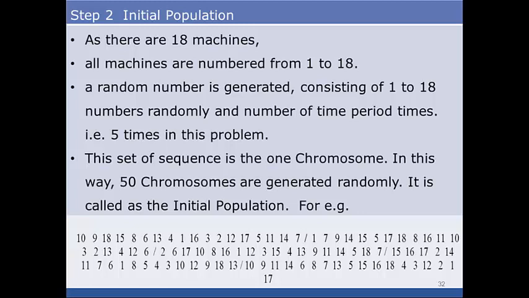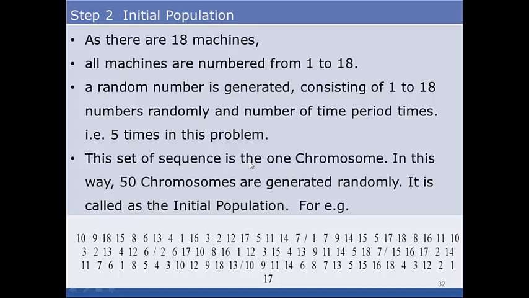In my particular problem, there are 18 machines. So for easiness, all machines are numbered from 1 to 18. And random numbers are generated, from 1 to 18. For example, we can see this: 10, 9, 18, 15. This is the random number. This is the first chromosome. So this chromosome is generated as the population through the program.